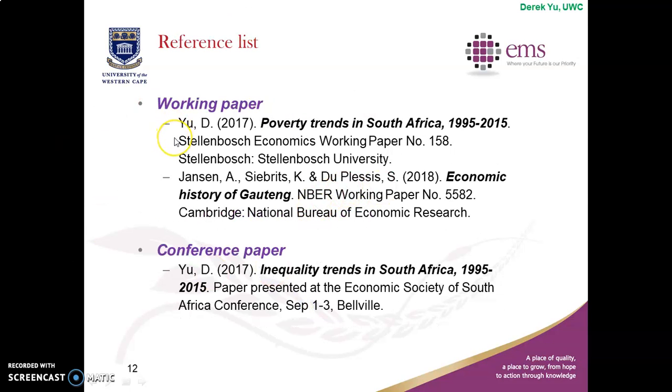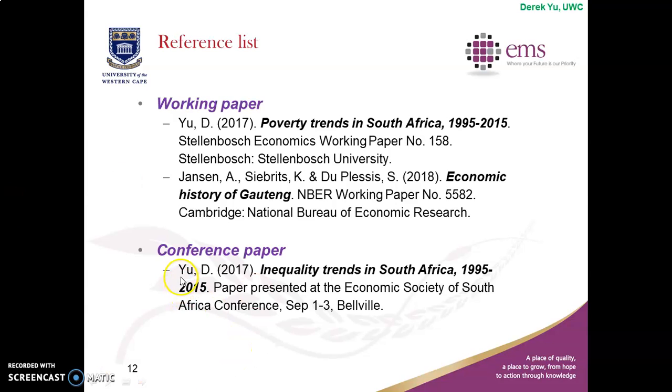Next one, how to show the information of a working paper. So again, starting with the surname, initial, year, then the name of the working paper. After that, you have to talk about the working paper number. So Stellenbosch Economics Working Paper 105. And then the city, Stellenbosch, colon, Stellenbosch University. The next example, same old story, except that there are 3 authors involved, Janssen, Sibert, and Duplessis. Then Economic History of Gauteng, and then this is the working paper number, NBER working paper number 5582. Then finally, city, colon, name of the publisher.